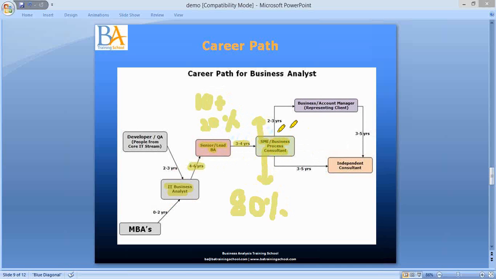Okay. And then after a few years of experience, you can become a business or account manager. Or finally, you can become an independent consultant and work on your own as well, maybe after 5 years, so let's say at 20 years of experience. So this is how the career path will be.